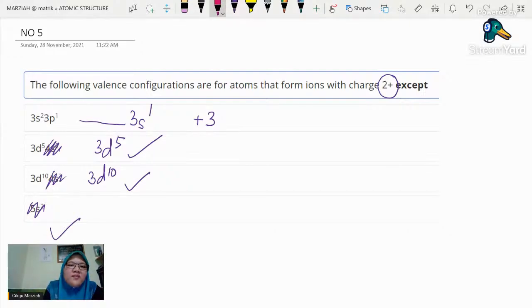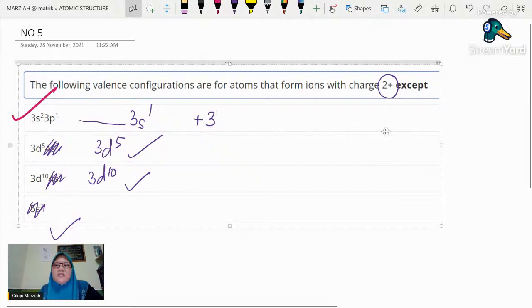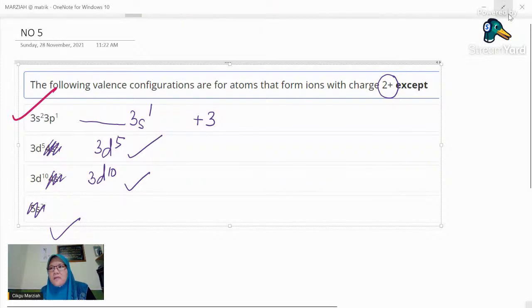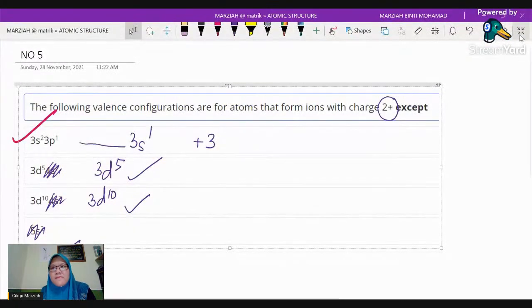So meaning that the first one adalah tidak tepat. Sebab dia tak boleh buang 2. Kalau dia buang 2, dia still belum capai electronic octet configuration. So yang dia perlu buang adalah 3. So tak betul lah berdasarkan statement. Okay, yang lain tu kalau buang 4s dia tinggal 3d5 which is a stability of half fill orbital. Kalau yang ketiga dia buang 4s2 dia tinggal 3d10 which is a pseudo noble gas configuration. Okay, dia boleh stabil. Okay, so that is how we answer number 5.